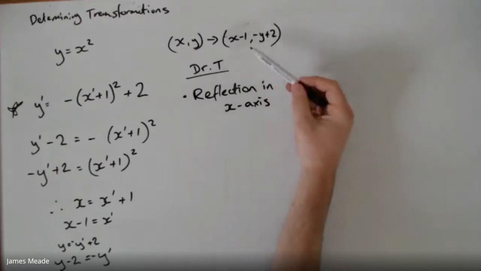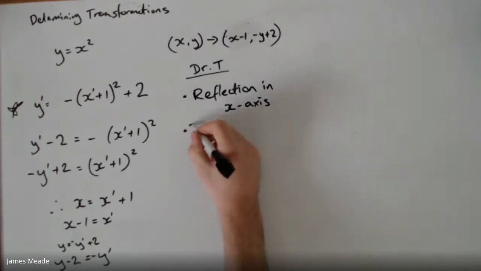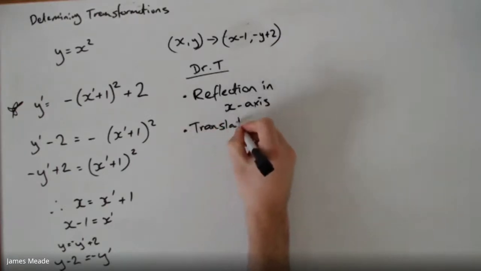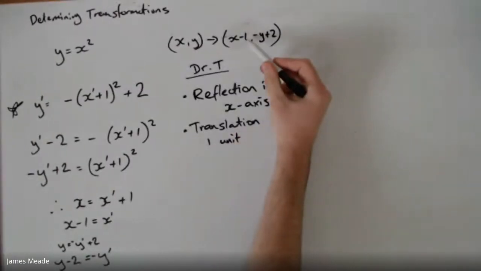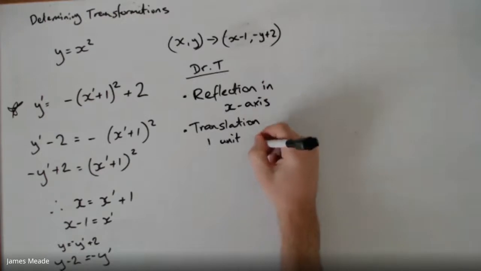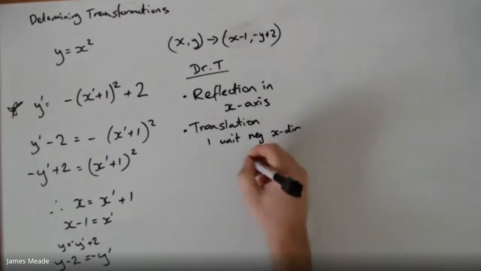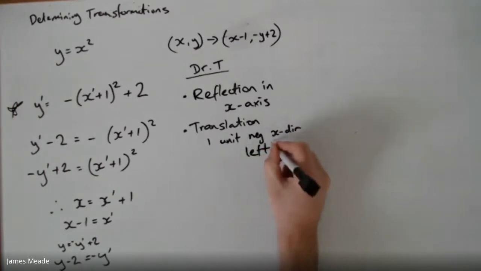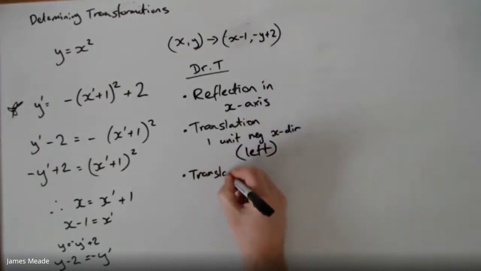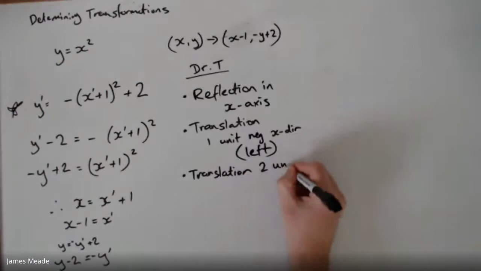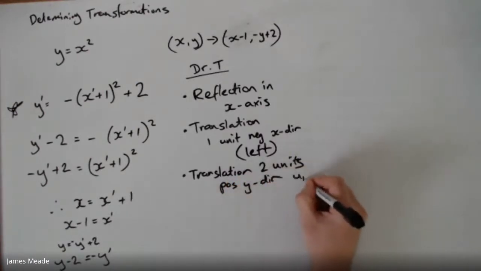And then translations, I've got a minus 1 here and a plus 2 here. So it doesn't matter which order they go in. We say there's a translation of 1 unit. Now, this one here, minus 1, so it's in the negative x direction, which we all know is left. And then the last one is the plus 2 out here. So a translation of 2 units in the positive y direction, which is up.